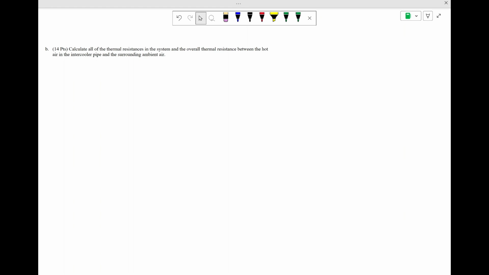So we'll start with the convection resistance on the inside of the pipe. So we'll call that Rconv I. And this one is pretty straightforward. It's just going to be 1 over the heat transfer coefficient on the inside times the surface area on the inside of that pipe. So that's pi times ID times the length. And this works out to 0.184 K per watt.